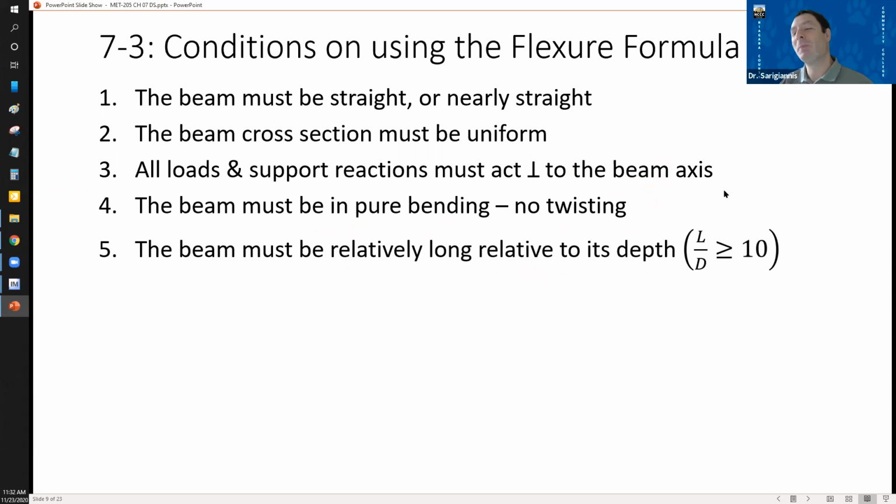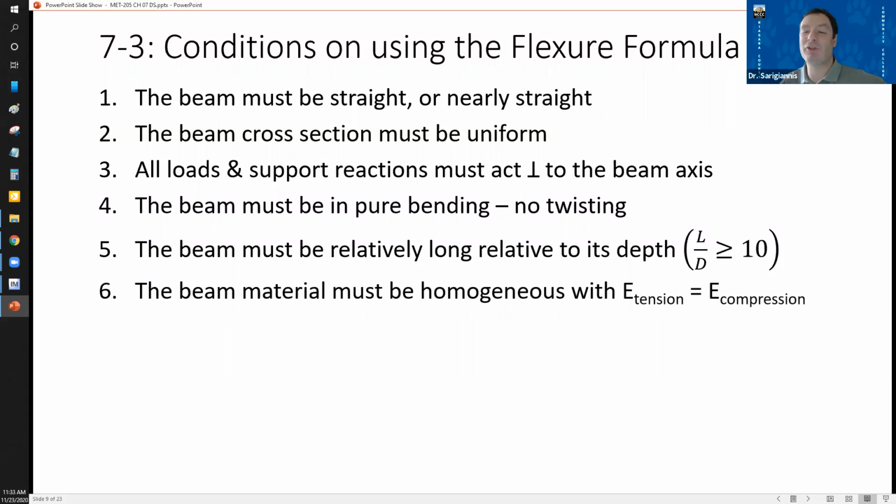Length versus depth. Oh yeah, this is an interesting one. They're talking about the overall length of the beam spanning some distance. So if you lay a 2x4 down, the ratio between the length and the depth, how deep or thick the beam is, has to be greater than or equal to 10. So that's the typical applicability. It's got to be much longer than it is in height.